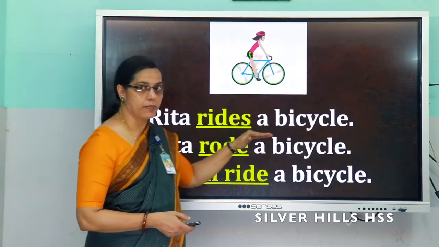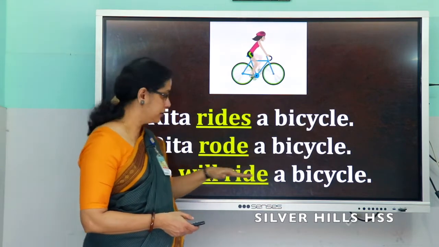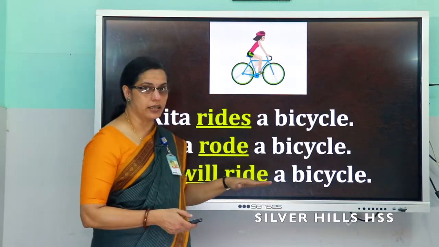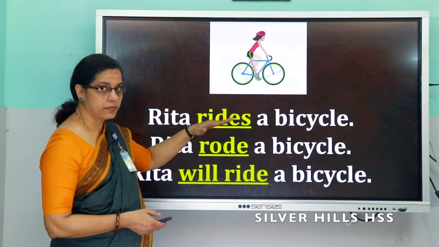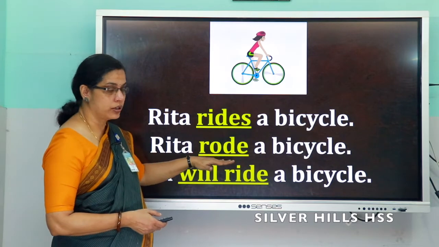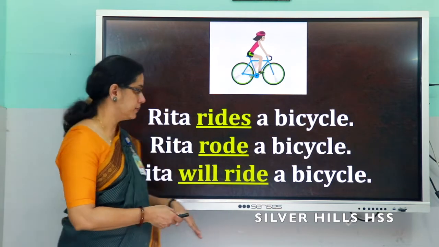Rita rides a bicycle. Rita rode a bicycle. Rita will ride a bicycle. So, Rita rides, present tense. Rode, past tense. Will ride, future tense.